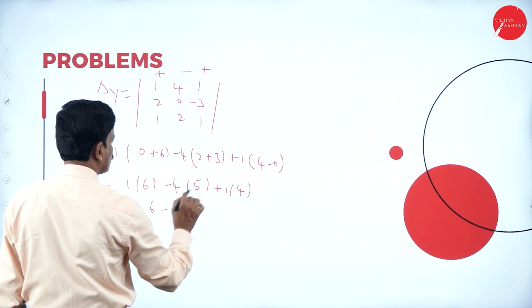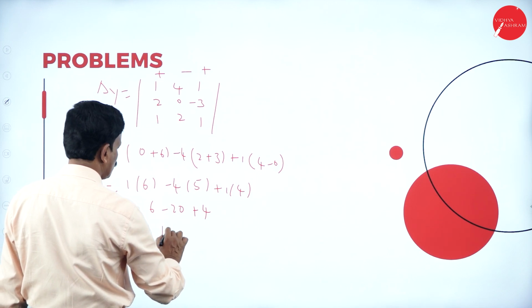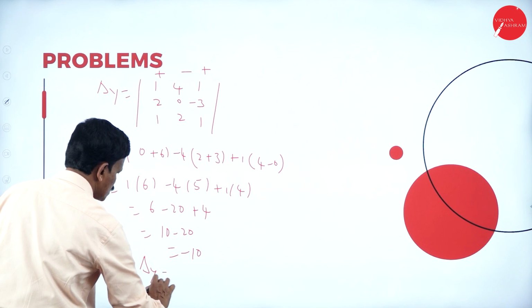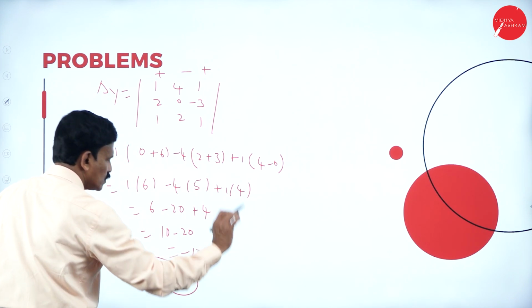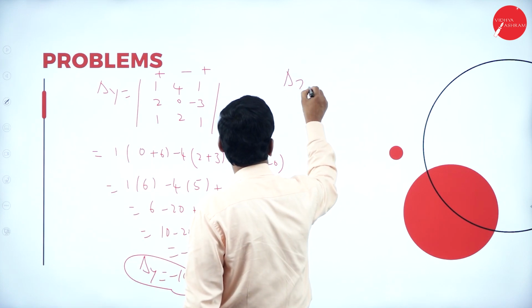This is 6 minus 5 4s are 20 plus 4. So 6 plus 4 is 10 minus 20. That's equal to minus 10. So delta y is equal to minus 10. Now find out the value of delta z. Now what is delta z?